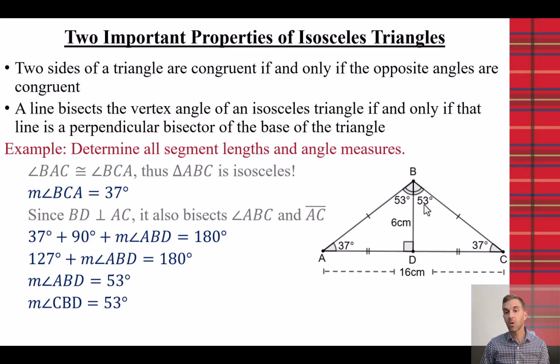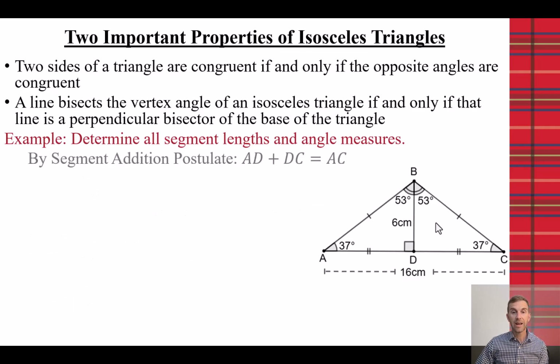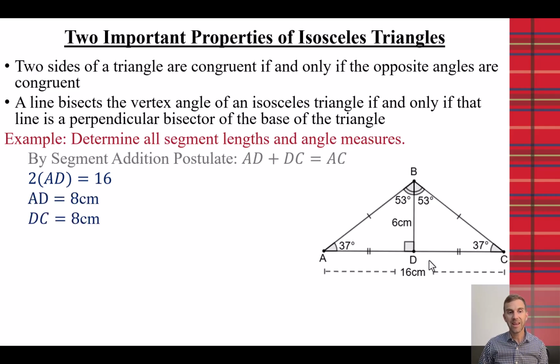Now I'm going to keep going. Now let's figure out AD and DC. So I know that by segment addition postulate, AD plus DC has to equal that entire length. But because it's a perpendicular bisector, I know they are the same measure. So I could just double up one side and say that that one has to be 8, which means the other one has to be 8 centimeters as well.